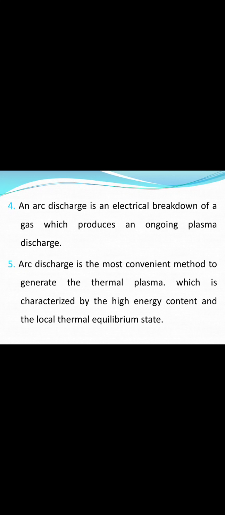And the fourth one, an arc discharge is an electrical breakdown of a gas which produces an ongoing plasma discharge. And the fifth one, arc discharge is the most convenient method to generate the thermal plasma, which is characterized by high energy content and the local thermal equilibrium state.